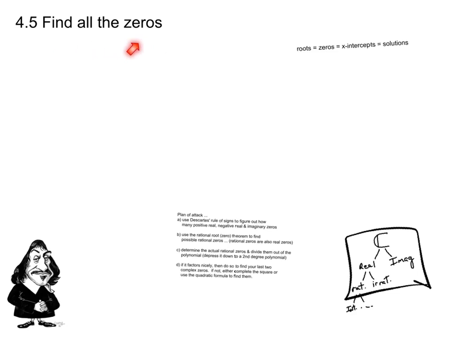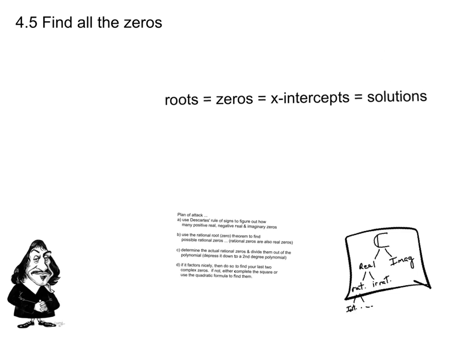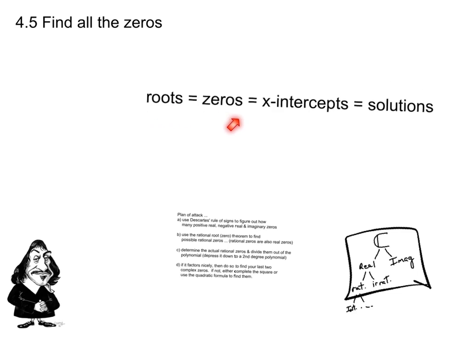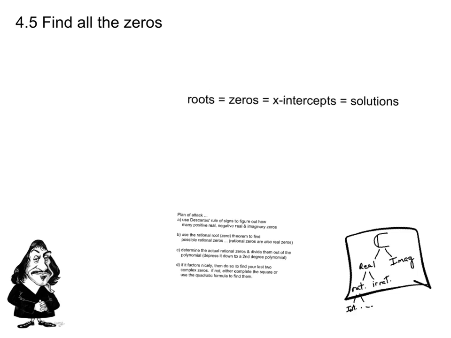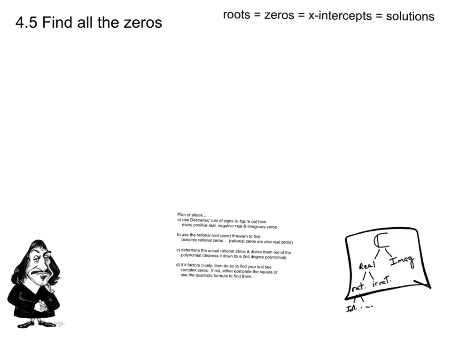We are about to find all the zeros to an equation. Before we do that, never forget, zeros and roots are the same thing. They are also the same things as x-intercepts, and they are the solutions to an equation. Never forget. Put that up there, and let's see what we got here.